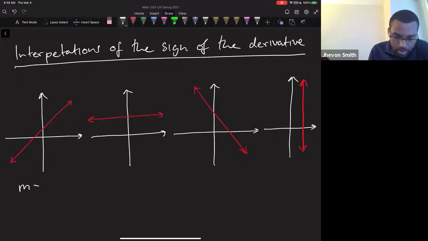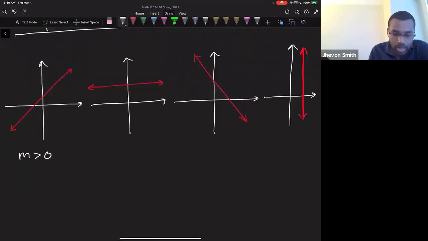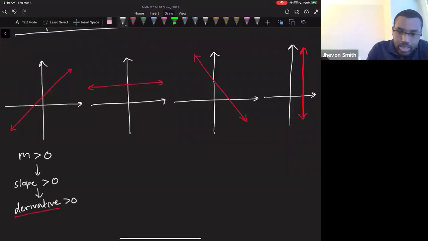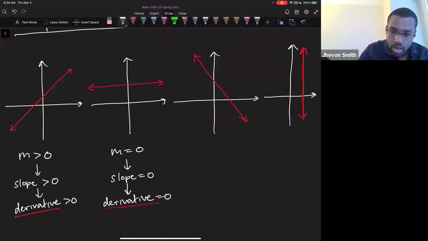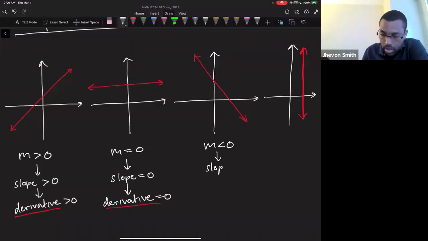It's positive, right? It's moving up as you go from left to right. So here the slope is positive, which of course means the derivative is positive in particular. That's what I want to point out. What about the second one? It's equal to 0. Here the slope is 0. It's a horizontal line. And here? Negative. The slope is negative. So the derivative is negative.